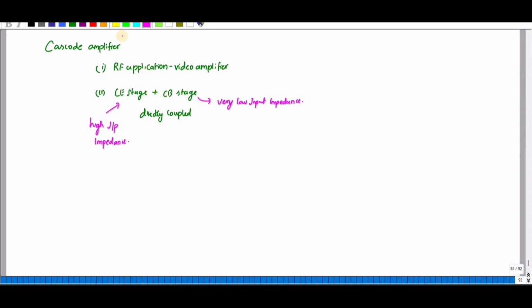Since it is directly coupled, the Miller effect can be avoided. There is no Miller effect, so we are able to achieve a better bandwidth, and it can also provide very good isolation between the input and the output.